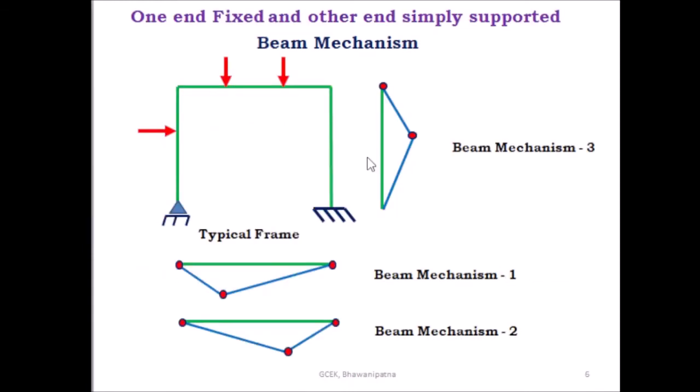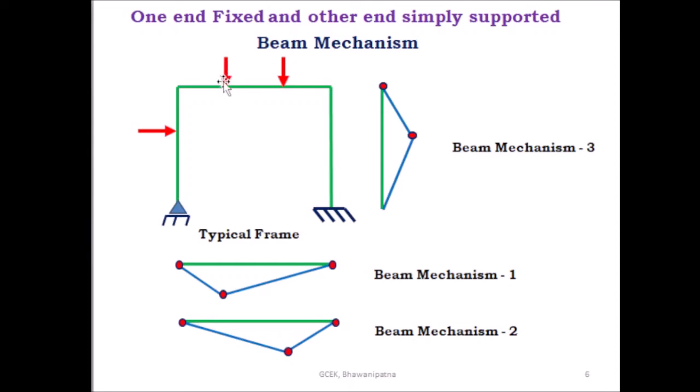Then coming to the portal frame when one end is fixed and the other end is simply supported. This is the beam mechanism. Here end A is hinged and end D is fixed. So in this portal frame, the support A is hinged and support D is fixed. These are the different loadings.